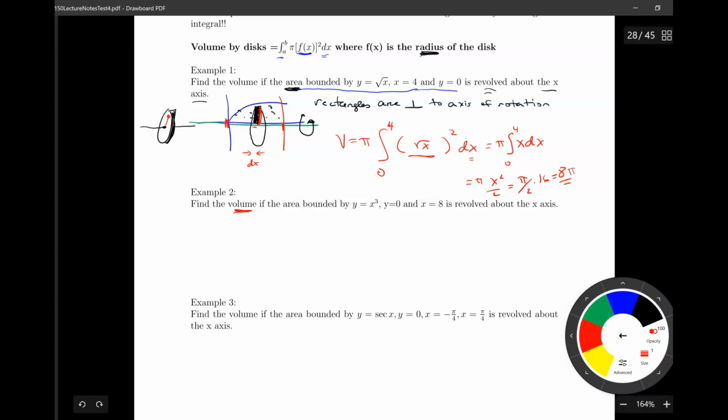All right, so again, finding the volume. So let's look at what the area bounded is.